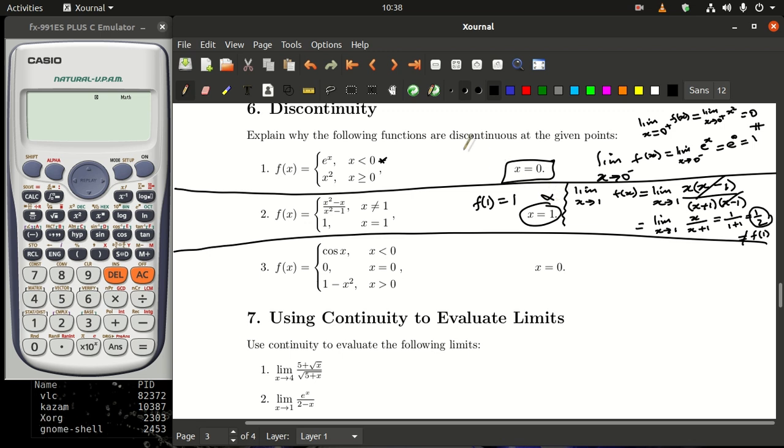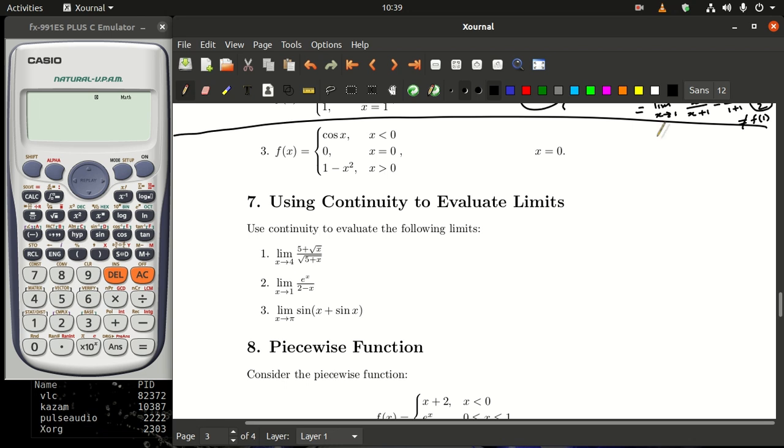That's how you reason. Explain why? It's because the limit as x approaches 1 is not the same as the output of the function. The limit is half, the function is 1, so they are not the same. You don't say, hey, we're so close by half. No. As long as these two things are not the same, it is discontinuous. Let's look at this one here.